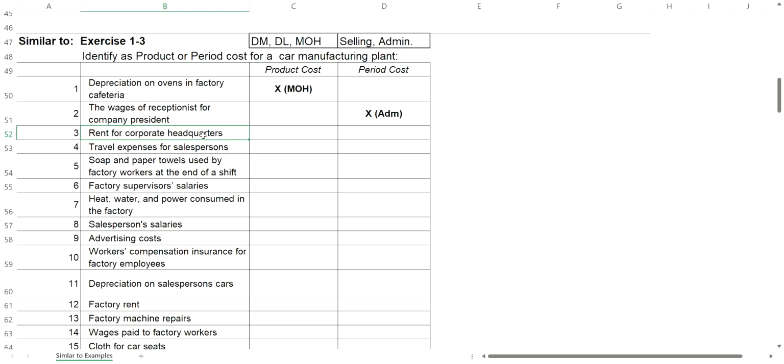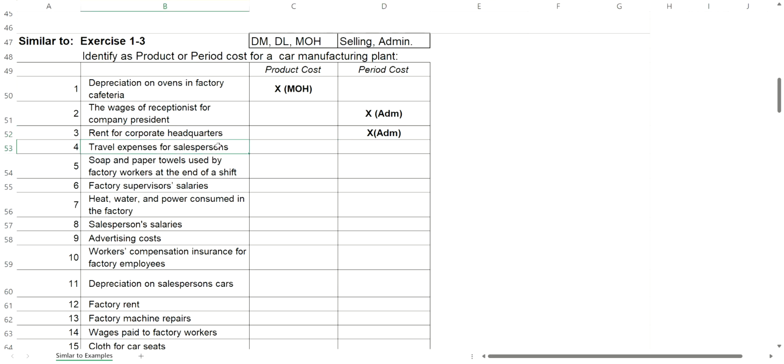Number 3, rent for corporate headquarters. Corporate headquarters would be where our administrators are, our CEO, our president. So that would be an administrative cost, also known as a period cost. So I will also put that in the period cost column and note that it's administrative.